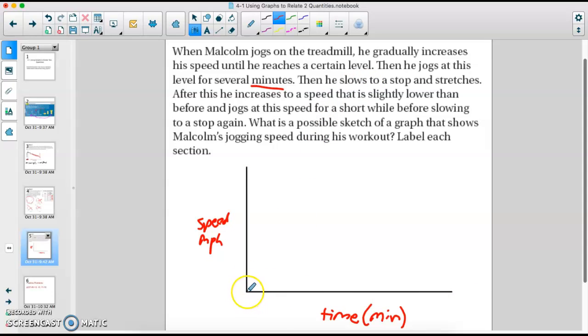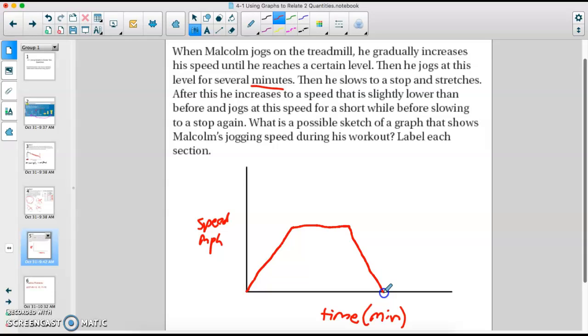So we know that this is pretty much at 0 when he starts. He gradually increases his speed. Okay, so he gradually goes up in speed. And then he jogs at this level for several minutes. Okay, so he gets up to his speed, and then he just jogs at that speed for several minutes. Okay, then he slows to a stop. So that would look like he's slowing down, slows to a stop.